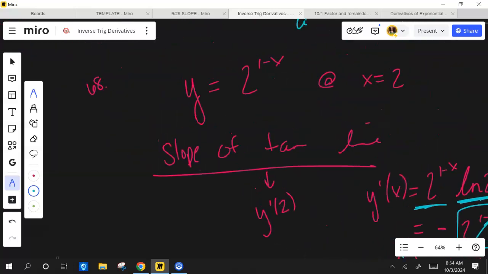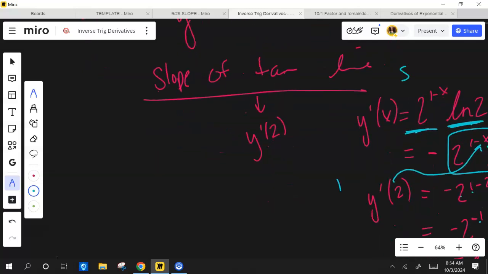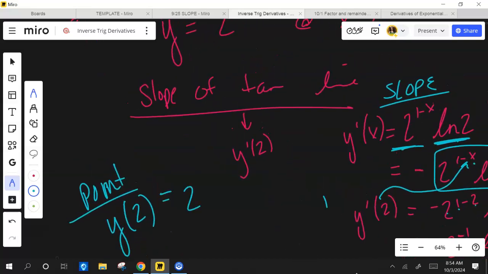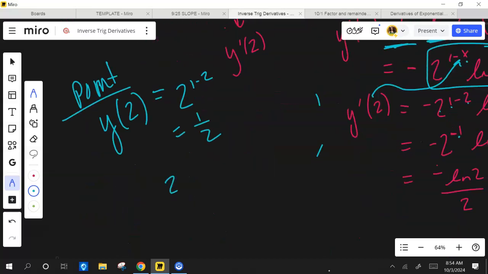The point has nothing to do with the slope. If you were asked to find an equation, this is your slope. Slade, put it up. Your point is going to be back to the original equation, and you're plugging in 2. So it would be 2 to the 1 minus 2. Yes, Ellen, 1/2. 2 to the 9. So the point there would be (2, 1/2). So you got y minus 1/2 equals the slope times x minus 2.